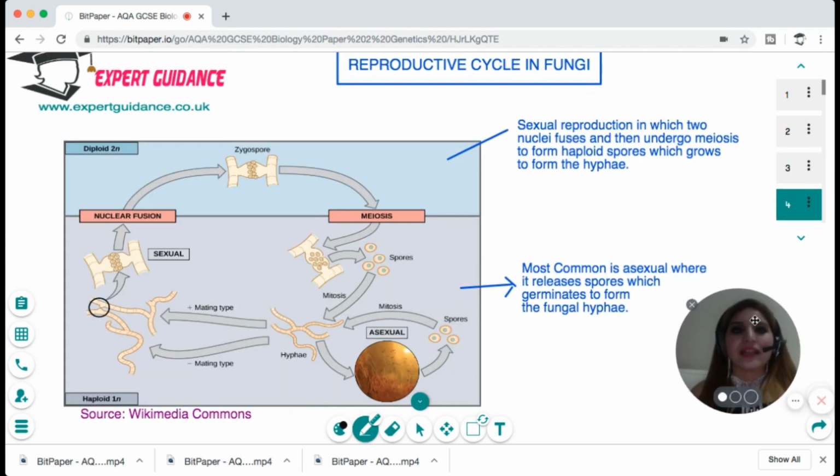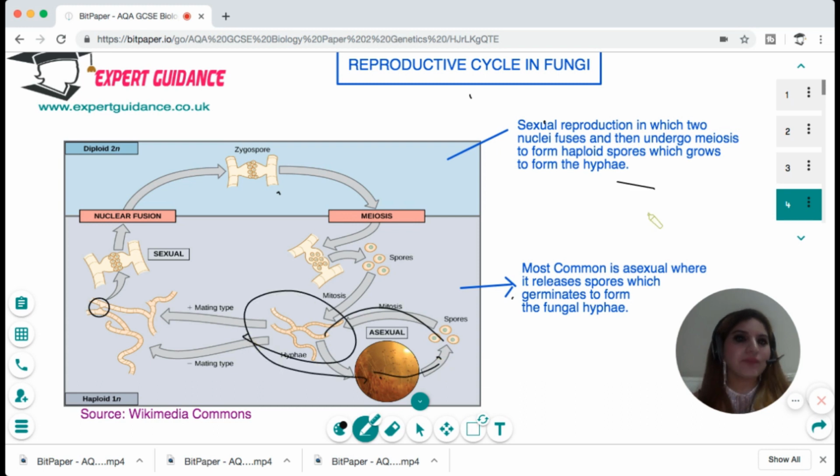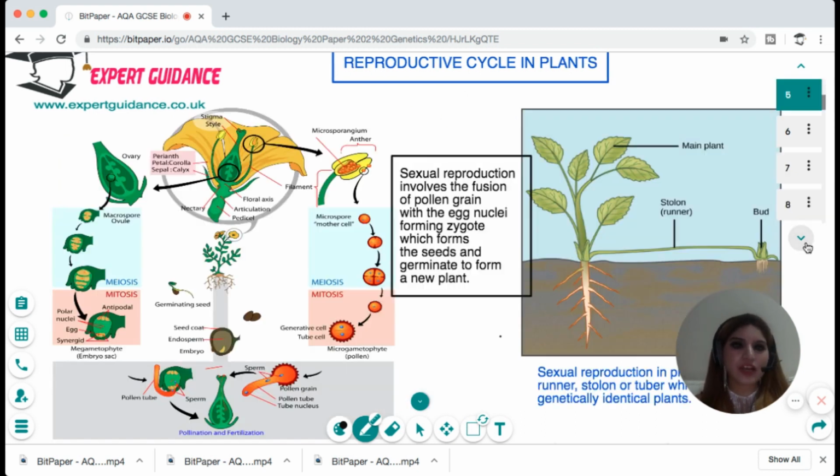Now, the reproductive cycle in fungi involves both sexual and asexual reproduction. Mostly it is asexual, where it releases spores, which germinate and form the fungal hyphae. On the other hand, in sexual reproduction, two nuclei fuse to form one nucleus, which then undergoes meiosis to form haploid spores, and then they germinate to form hyphae. So you should know what sexual and asexual reproduction are in fungi.